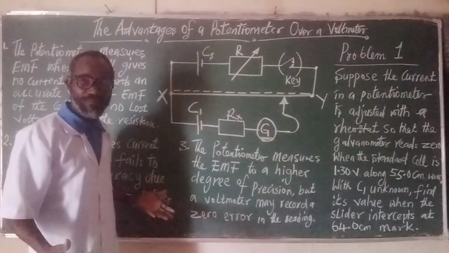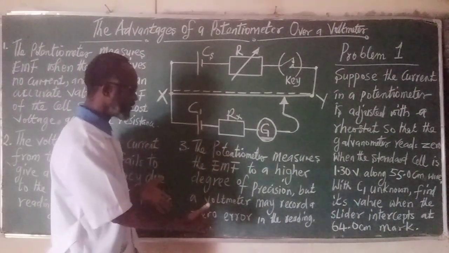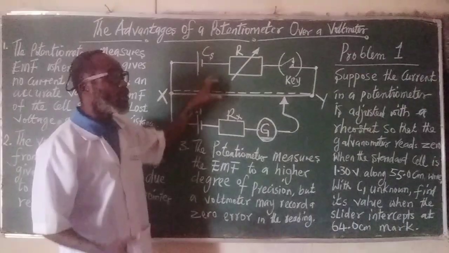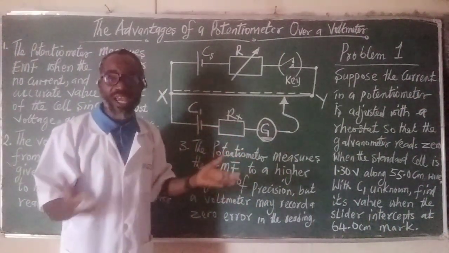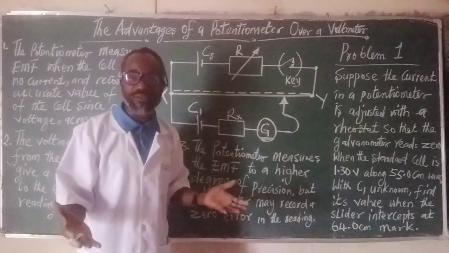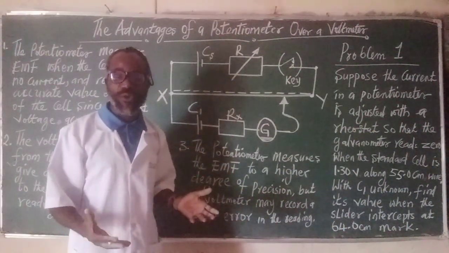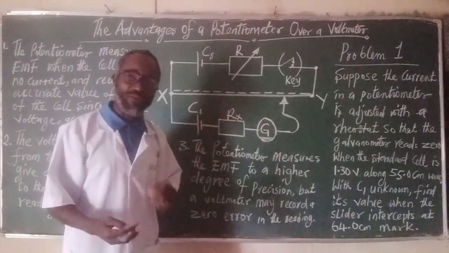That's what it means. All right? So, we are done with that. With these three advantages, once you have a potentiometer and you want to compare the EMFs of different cells, you will get an accurate value or accurate values. All right? So take note of that.